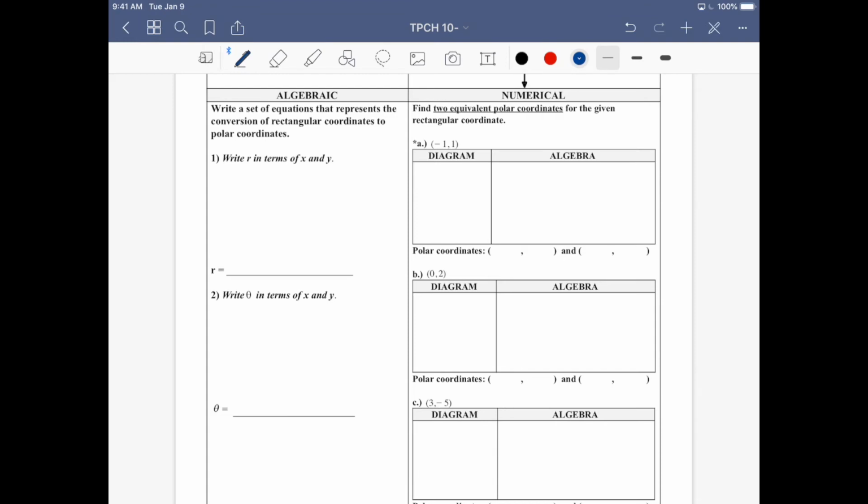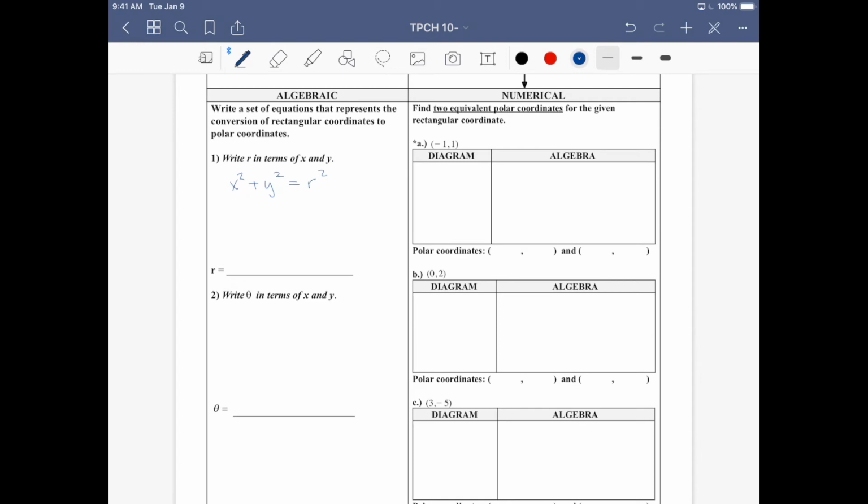All right, number 1, it says write r in terms of x and y. So to relate these 3 letters here, if you go back to the diagram, we have a right triangle. And so here we think Pythagorean theorem. So x squared plus y squared equals r squared. That is also the equation of this circle because it's centered at 0, 0, and whatever r is the radius.